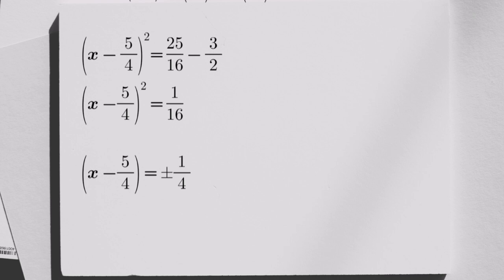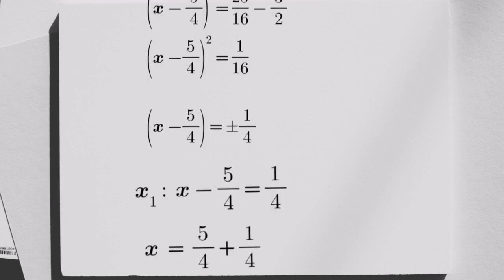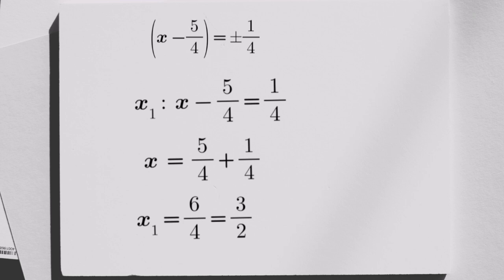Now, as you can see, with the plus or minus, we're going to have two values of x. So for x1, the first value of x, we have x minus 5 over 4 equals 1 over 4. That is plus 1 over 4. So when we make x the subject of the formula by adding positive 5 over 4 to both sides of the equation, we have x equals 5 over 4 plus 1 over 4. The answer here is simply x equals 6 over 4, which is also equal to 3 over 2.